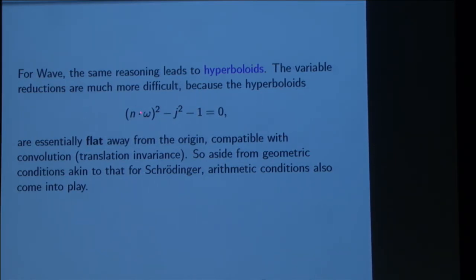The variable reductions are much more difficult, obviously. And there's also a geometric reason, because this is essentially flat away from the origin. You are taking square roots. By flat, you mean you have the square root of j squared plus the 1. Gaussian curvature tends to 0. You have one degenerate curvature, but the others are non-degenerate.